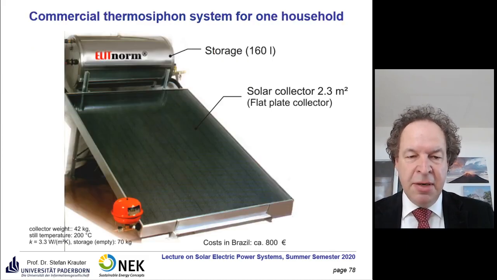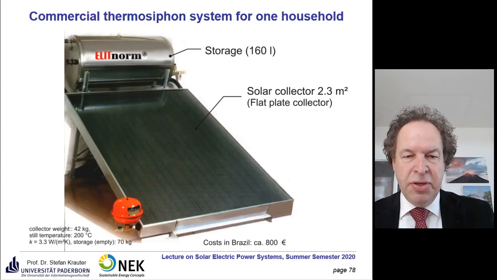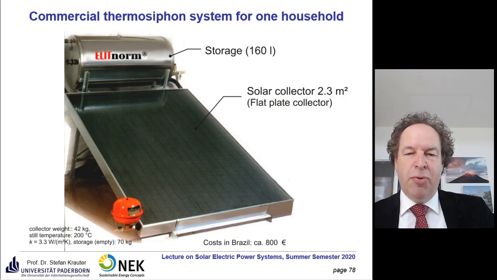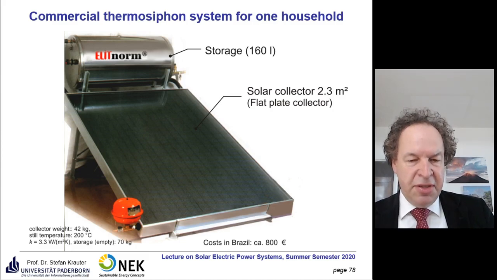Some examples here. Here you see the attached storage here. Typical collector size for families is between 2 and 2.5 square meters. I think this is a Turkish brand. It's also exported to Brazil. It's about 800 euros, complete system. It weighs 42 kilograms, and you have the still temperature of 200 degrees Celsius.